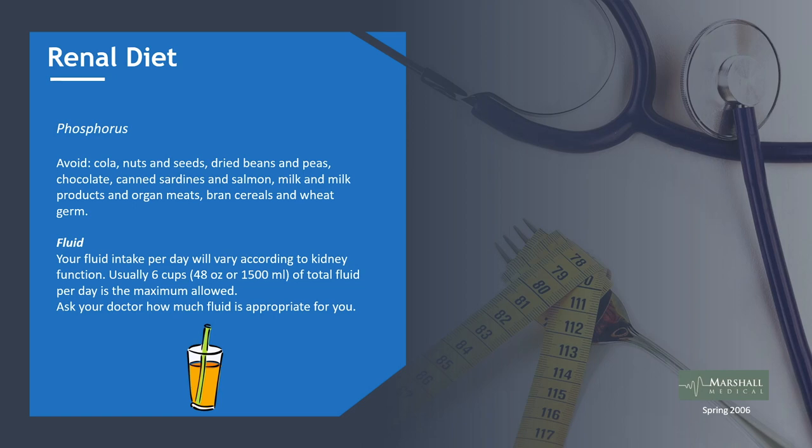Fluid. Your fluid intake per day will vary according to your kidney function. Usually 6 cups, 48 ounces or 1500 milliliters of total fluid per day is the maximum allowed. Ask your doctor how much fluid is appropriate for you.